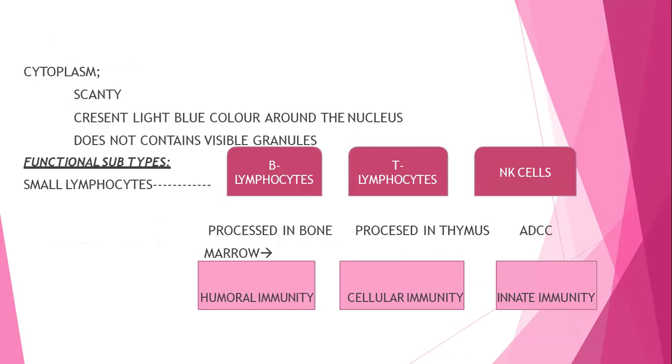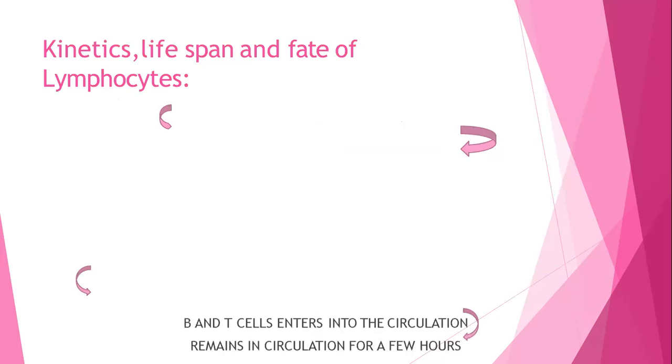So the functions of the subtypes: B lymphocyte, T lymphocyte, and natural killer cells. The B lymphocytes, as we have already seen, contribute to humoral immunity. T lymphocytes contribute to cellular immunity, and natural killer cells will be responsible for innate immunity.